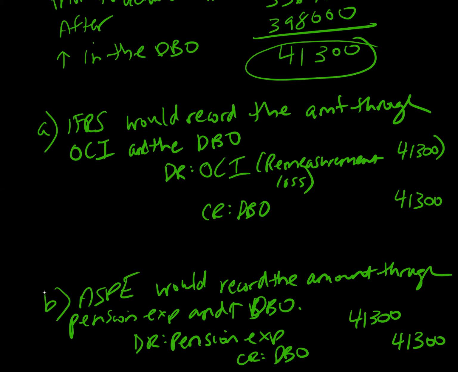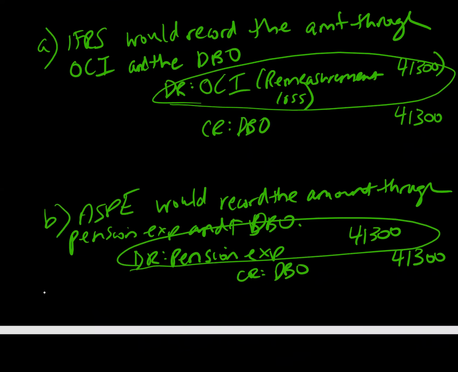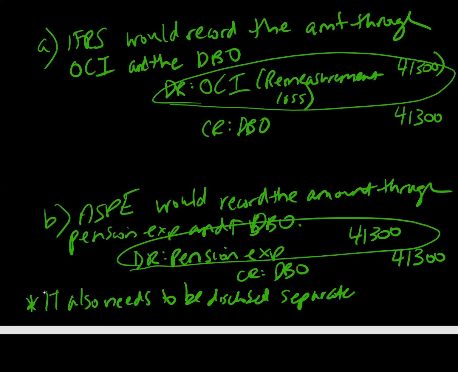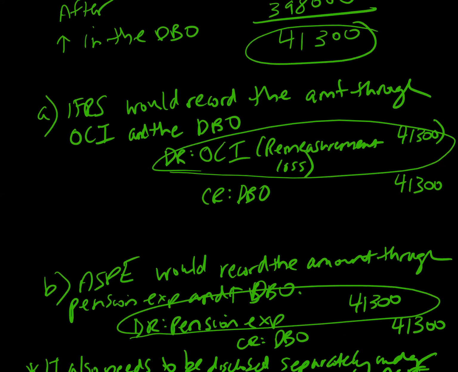So you can see here that IFRS records this actuarial loss through OCI. There's no OCI in ASPE, so it's going to record it directly through the net income through pension expense. It also needs to be disclosed separately under ASPE. ASPE specifically requires any actuarial gains or losses or any remeasurement gains or losses on plan assets to be disclosed separately. The reason IFRS shows it separately in OCI, so it's already clear, whereas because ASPE doesn't have OCI, they require separate disclosure in the financial statements.